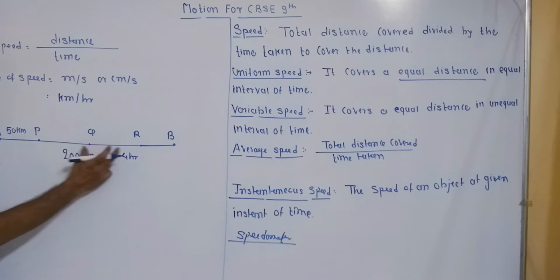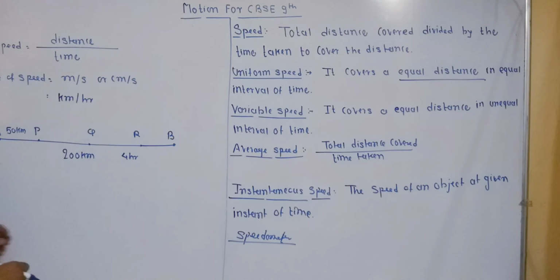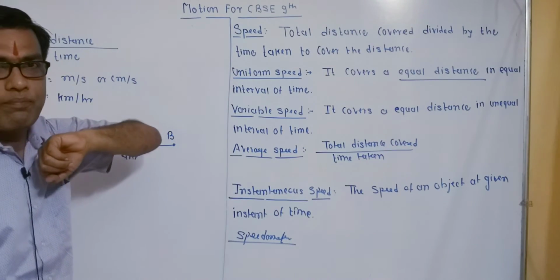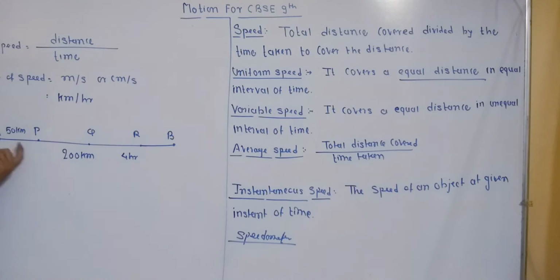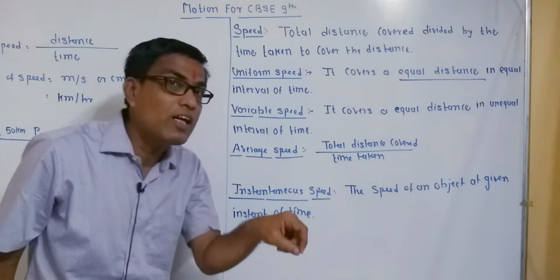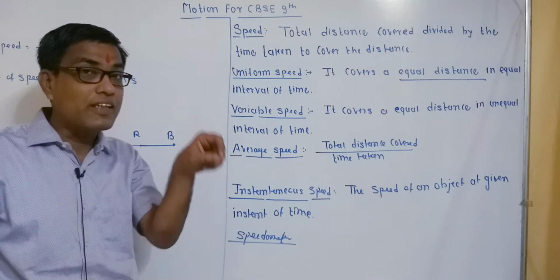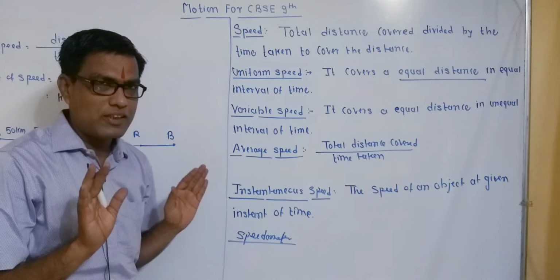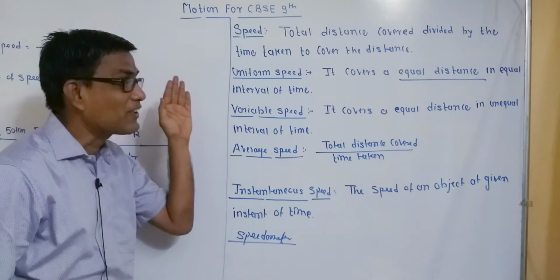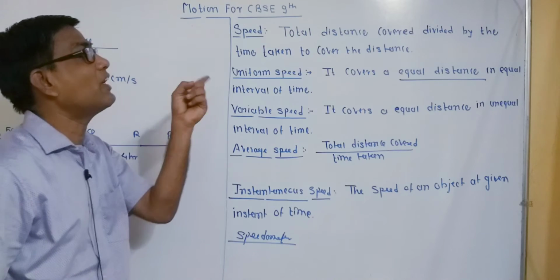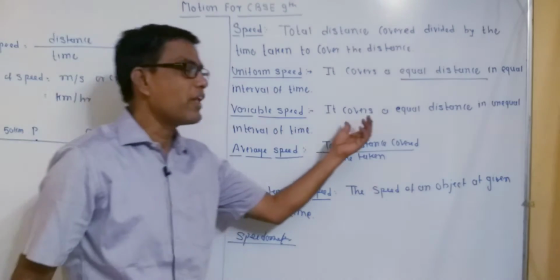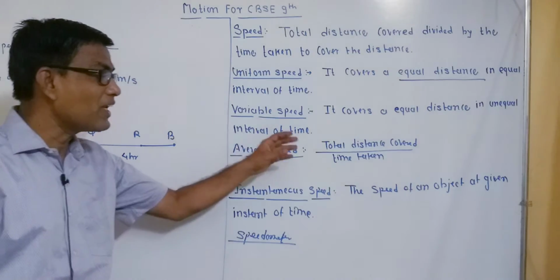50 kilometers means it covers an equal distance in an equal interval of time. In every 1 hour, the body covers an equal distance. That is uniform speed. Listen, understand. It covers equal distance in an equal interval of time, right? Equal distance in an equal interval of time. Remember that. Variable speed. What is variable speed?